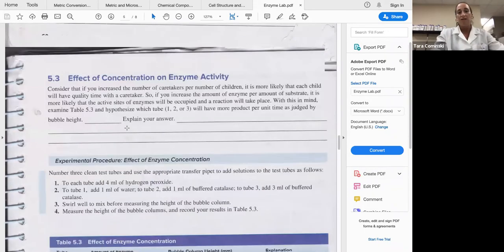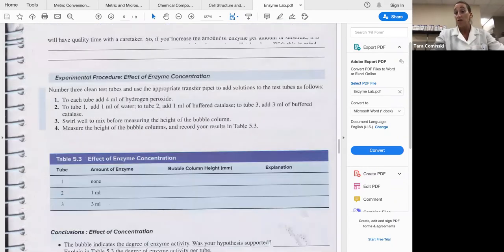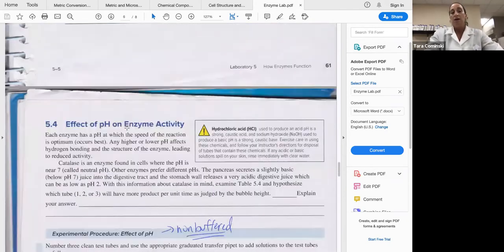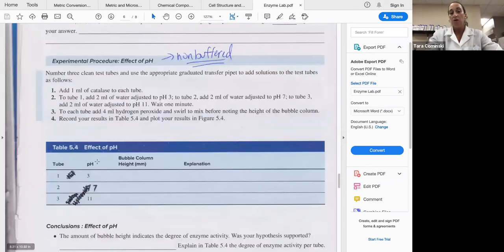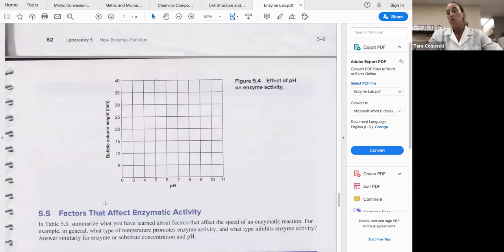All right, so effect of temperature, right? Now this is effect of concentration. Again, you're going to fill out that table. You're going to answer those questions underneath. And then the last one is the effect of pH on enzyme activity. Okay, so same thing. You will complete this table. You'll make, in your mini lab report, your own table. You'll answer these questions, and then you will have a graph, like I said, you'll make in Excel.